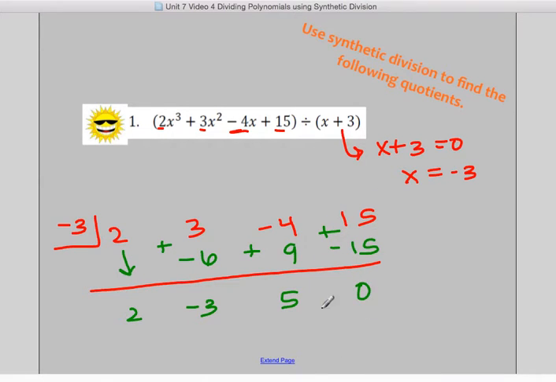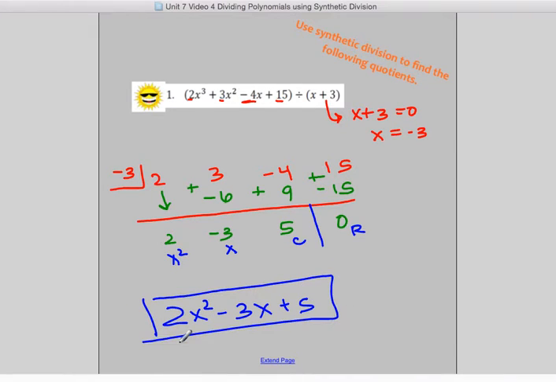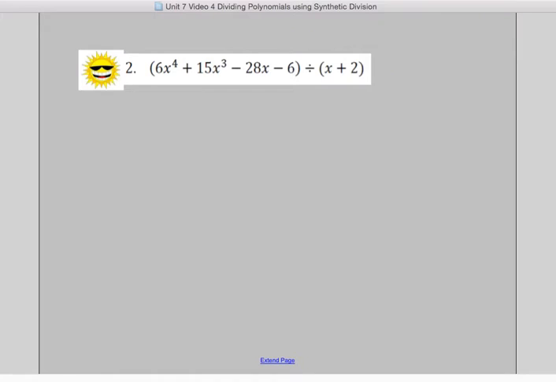Now the way I set it up, the last one is always your remainder, so that means there's no remainder. This is my constant. This is my x. This is my x squared. And you always just count up. So my answer for this one is 2x squared minus 3x plus 5, and there it is. There is my answer for number 1 using synthetic division. Okay, let's go ahead and try the next one.